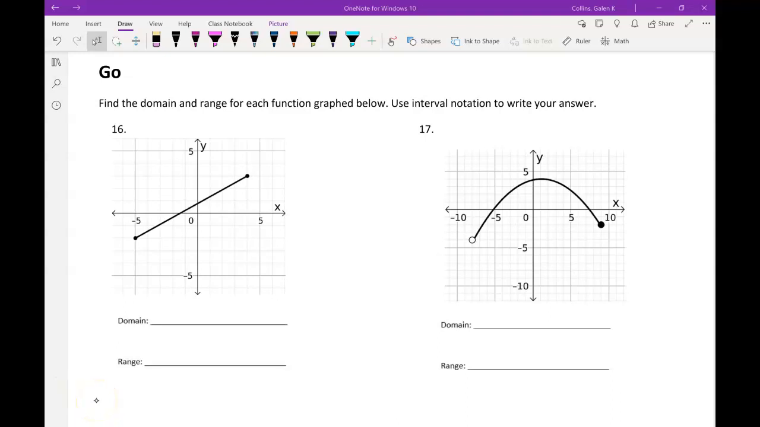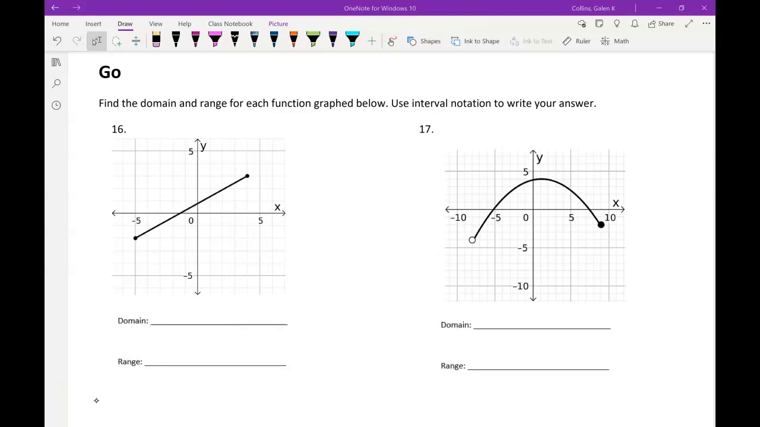All right, for the Go portion of the Unit 4 Lesson 2 practice, we're starting off with finding domain and range for each function graph below, and we are using interval notation when we write our answer. So remember, domain is all of the x values for which our function exists, and the range is the set of y values that our function attains over its domain.